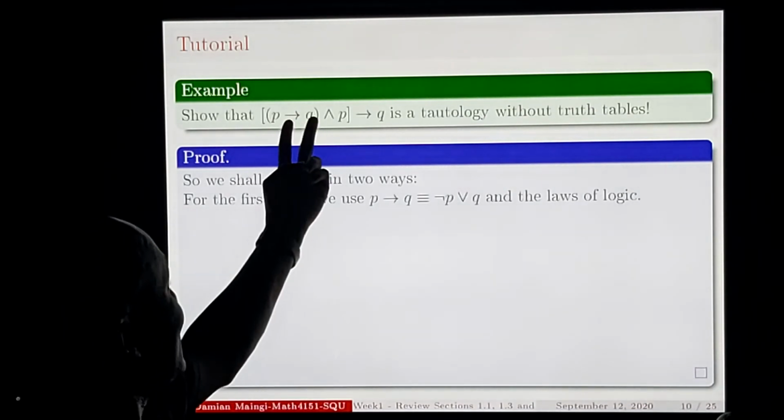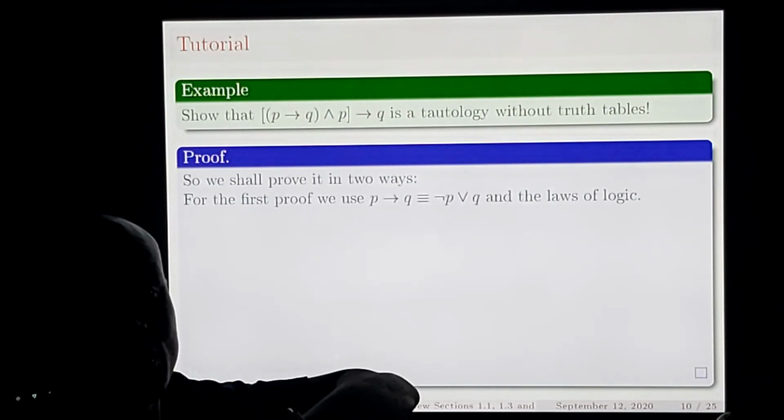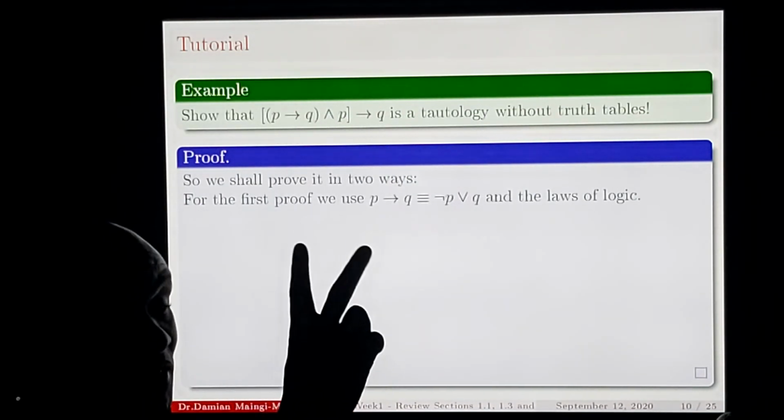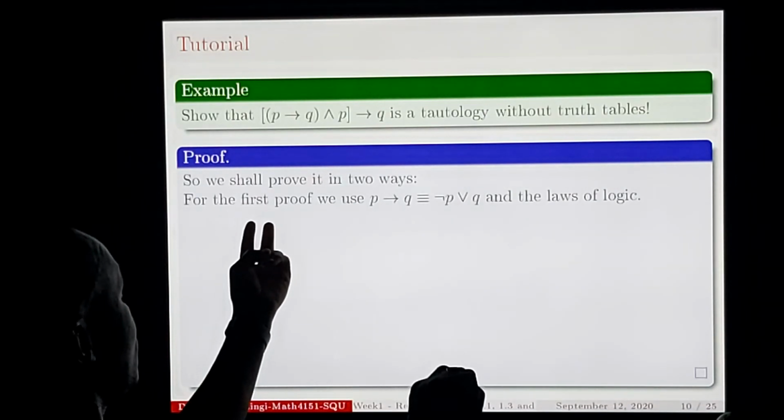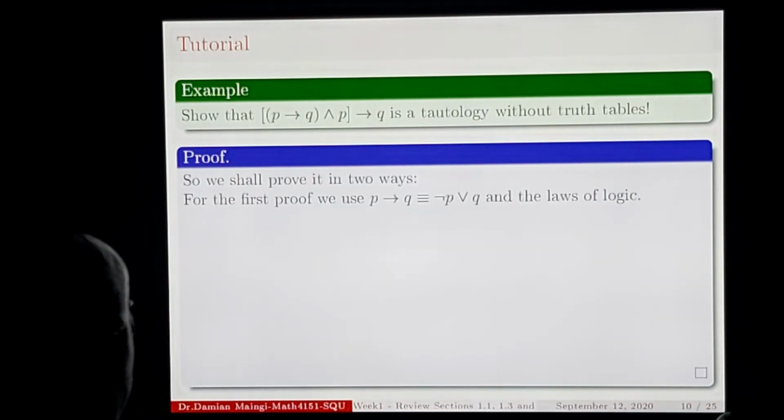So, show that this is a tautology without using truth tables. We do it in 2 ways. One, we'll assume, no, anyway, let me start this in the next video. It will be maybe 5 minutes. Okay, so let me take a break there.